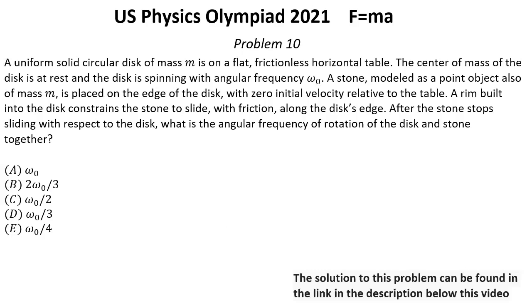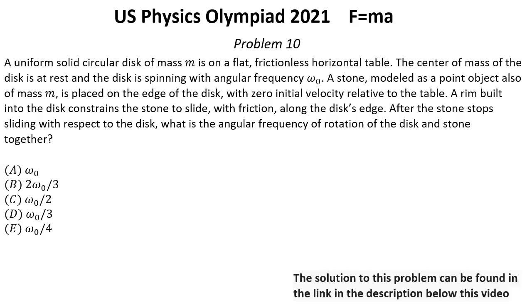Problem number 10. A uniform solid circular disk of mass m is on a flat, frictionless horizontal table. The center of mass of the disk is at rest and the disk is spinning with angular frequency omega 0. A stone modeled as a point object, also of mass m, is placed on the edge of the disk with zero initial velocity relative to the table. A rim built into the disk constrains the stone to slide with friction along the disk's edge. After the stone stops sliding with respect to the disk, what is the angular frequency of rotation of the disk and the stone together? Solution for problem number 10.